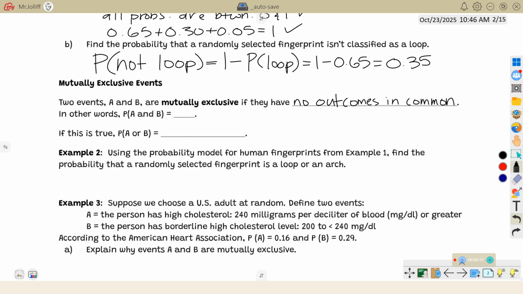I would like you to take a few seconds in your small groups and see if you can come up with another example of two events in a deck of cards that are mutually exclusive.